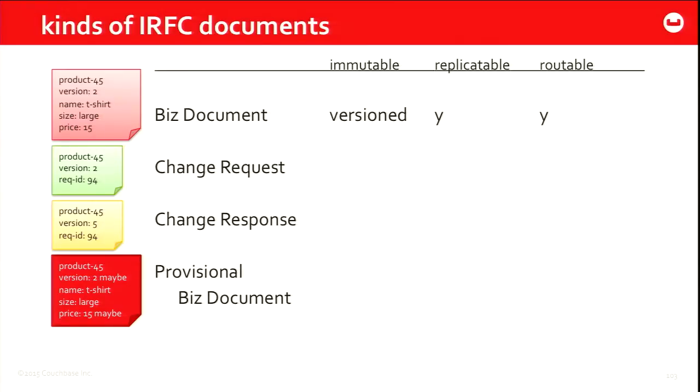But since there's a clear system of record on the server side, you have a very clear version history, and it's a clean line of history. But once the server side, the system of record, makes a version, it's immutable. And at that point, it's easy to replicate and route. These change requests and change responses are immutable, and so they're easy to replicate and route. These dark red provisional business documents are mutable, but they're not supposed to leave your device. They're client-side only things that you don't route around, right?